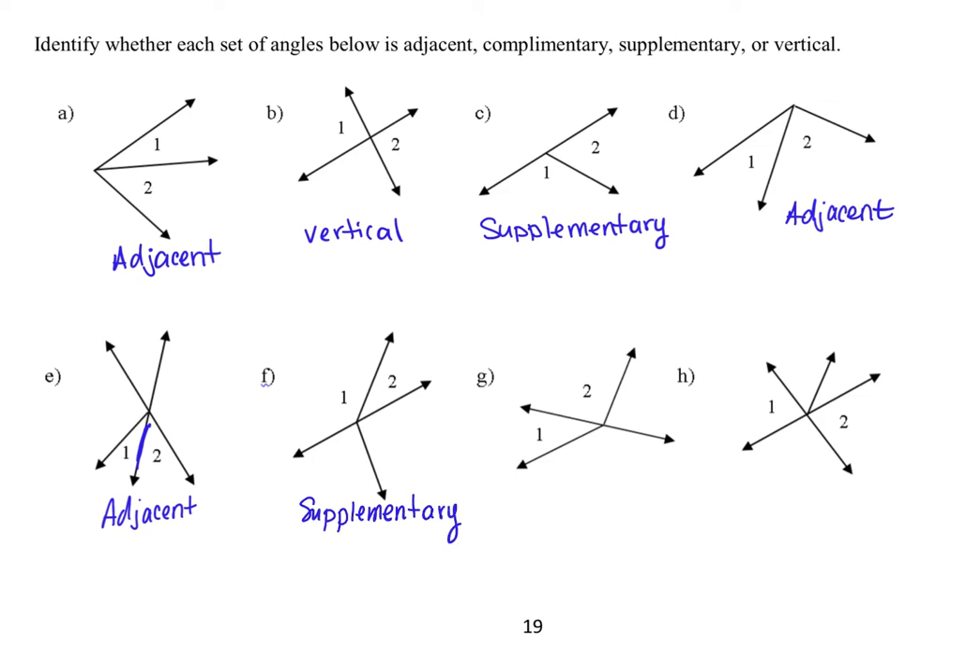Go ahead and try G and H on your own. So pause the video, write down what you think, and then check your work. Okay, letter G, there are adjacent angles because this is more than 90, but it's less than 180, and they share a common side, so that would be adjacent. And then we have two intersecting lines sharing a vertex, so angle 1 and angle 2 are vertical angles.